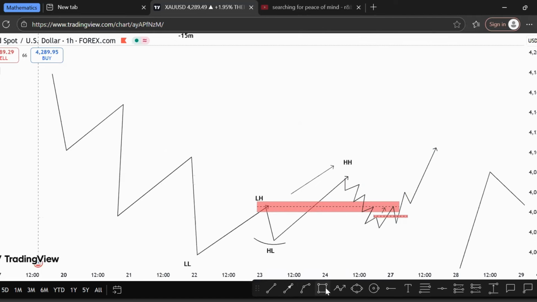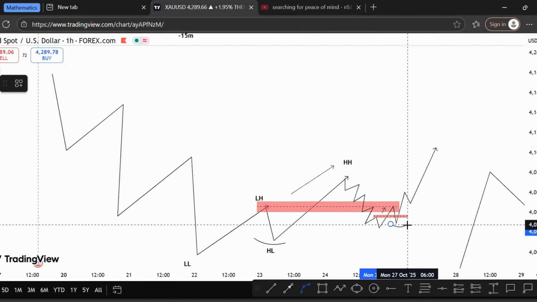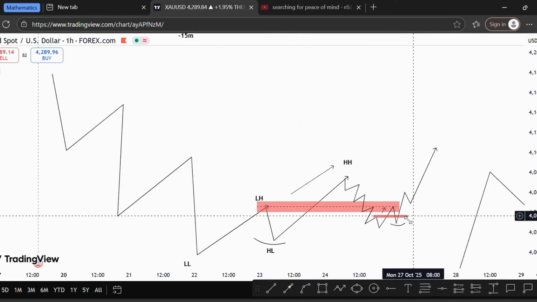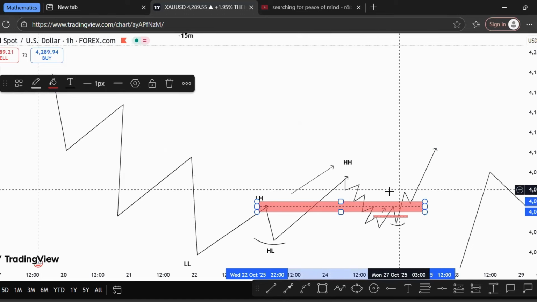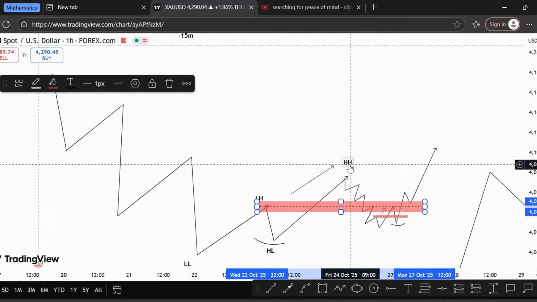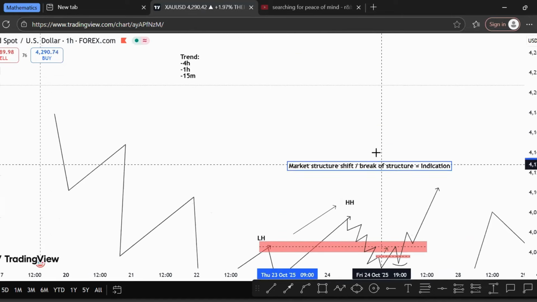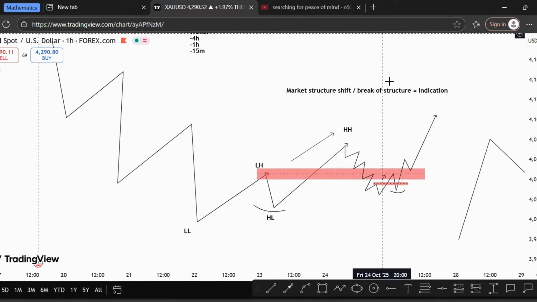Also, I expect it to give me the higher lows because it gave me the higher highs, right? Higher lows, higher lows, higher highs, right? And the higher high above where the indication came off, where the break of structure came out of. You get what I'm saying, right?